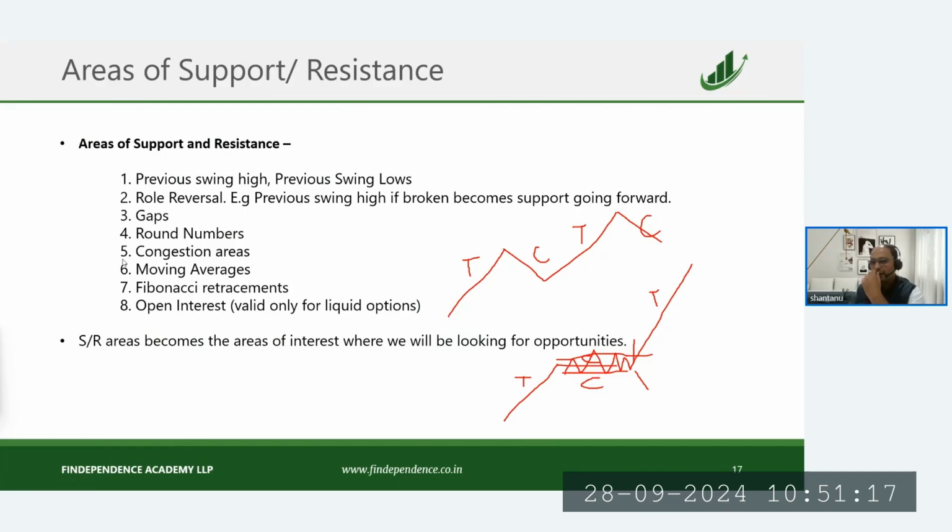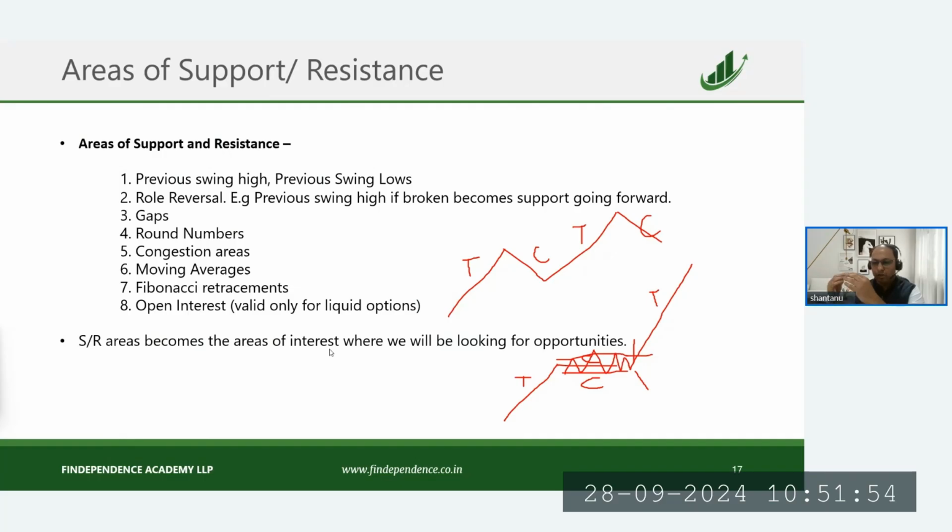Now, why is marking or identifying support and resistance area important? Because support and resistance area, let's call it SR area. So this support resistance area is the area of interest for me. If price moves into the area of interest, then I get alert. Okay, why do I get alert? It means time for an opportunity is near.